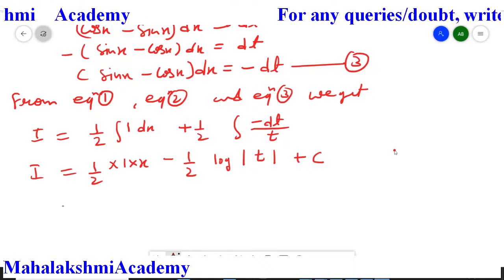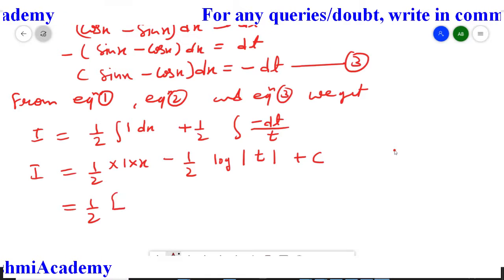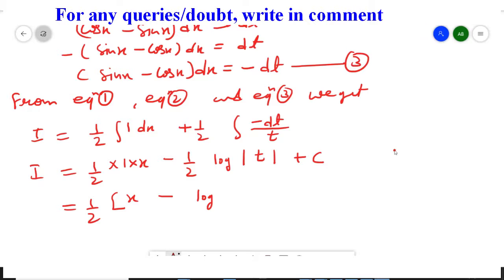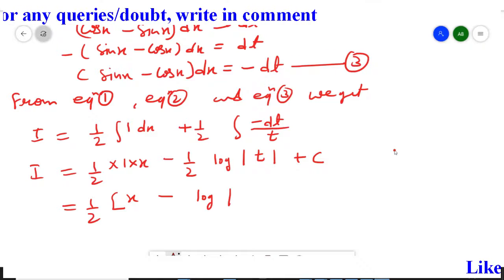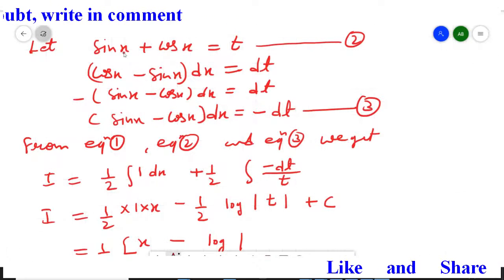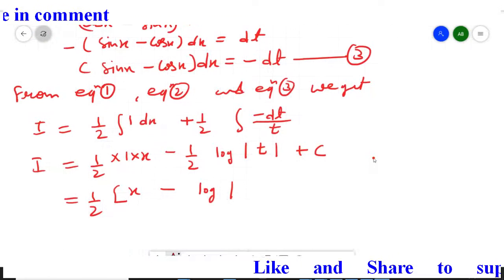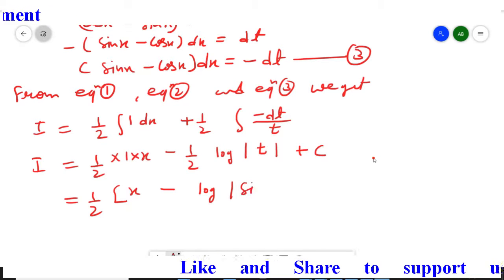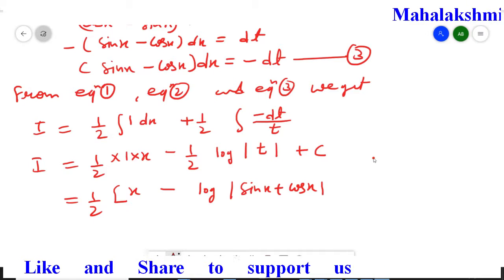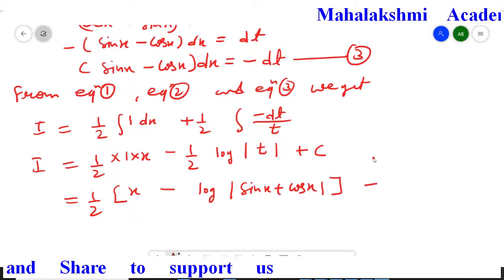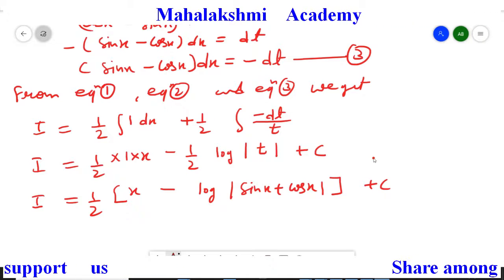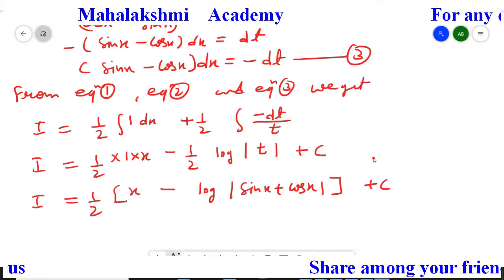Now first I take half common, so it's going to be here only x minus log, and this t we have to replace. So what we had assumed as t is, let me find out, t is sin x plus cos x. So just replace it, it's going to be sin x plus cos x mod, then the big bracket closes, plus c. So this is our answer for the second part of question 10. So I hope this question number 10 is clear to you.